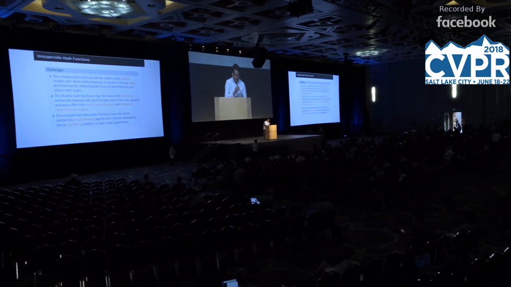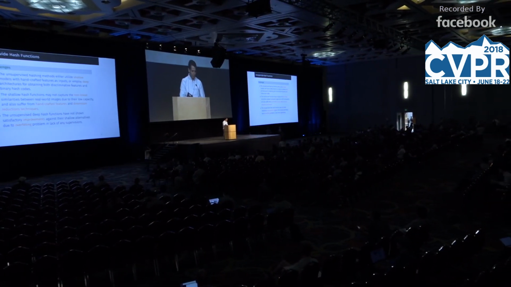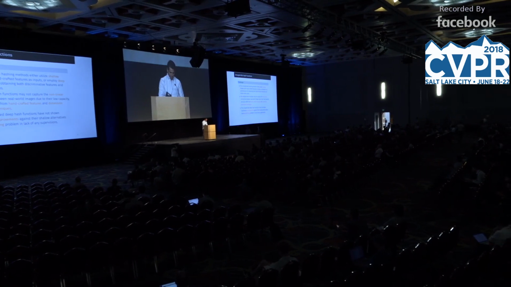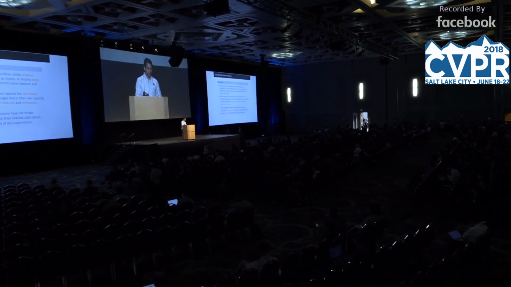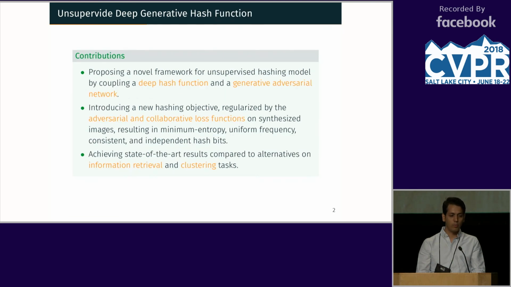Hello everyone, I'm Kamran from University of Pittsburgh, and here I'm going to present our paper on unsupervised deep generative adversarial hashing network. Hashing is one of the fundamental problems in computer vision, and generally we can say that hash functions can be grouped as shallow or deep models. The shallow models suffer from handcrafted features and do not have enough capacity to capture the nonlinear nature of real data. And the deep models are prone to overfitting because there are no supervisory signals to learn the parameters.